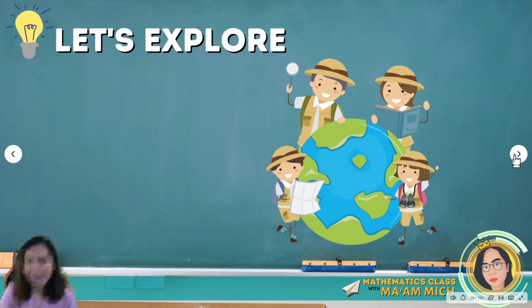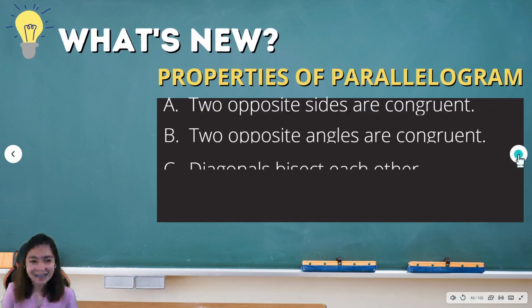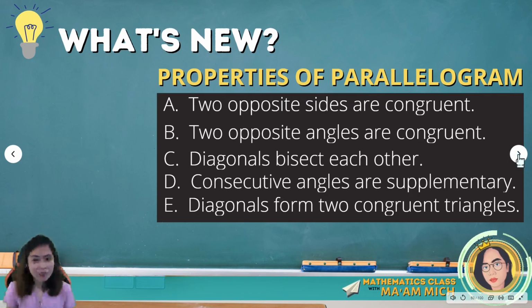Okay, that's the end of our exploration. What's new? So here are the properties of a parallelogram. Two opposite sides are congruent. Two opposite angles are congruent. Diagonals bisect each other. Consecutive angles are supplementary. And diagonals form two congruent triangles.